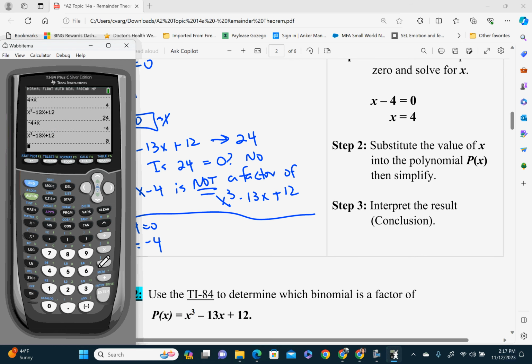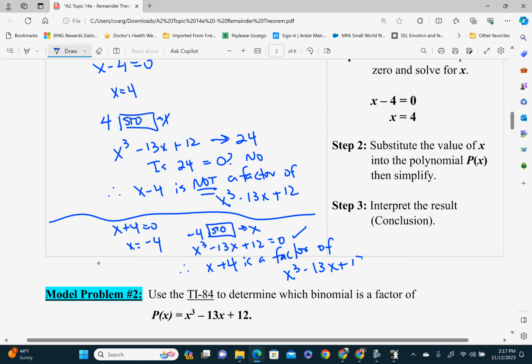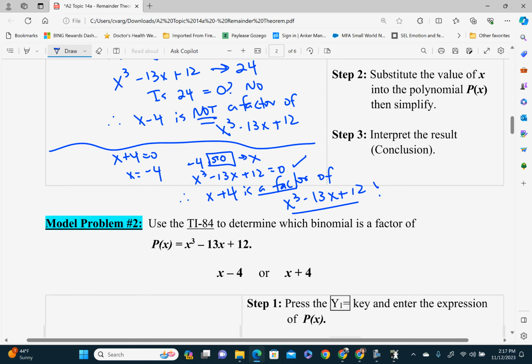And I get 0. So when I take negative 4 and store it in for x, x to the third minus 13x plus 12 equals 0. That means, therefore, x plus 4 is a factor of x to the third minus 13x plus 12. Okay? Ding, done. It is a factor. All right, good.